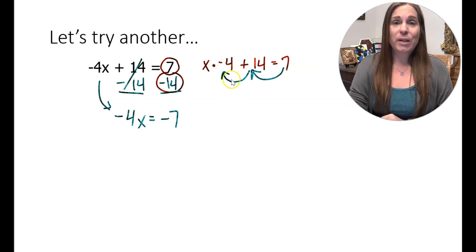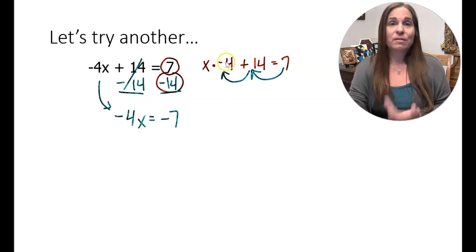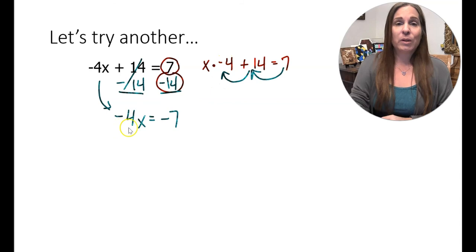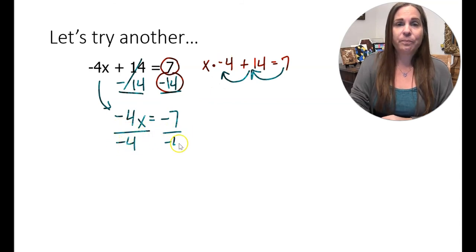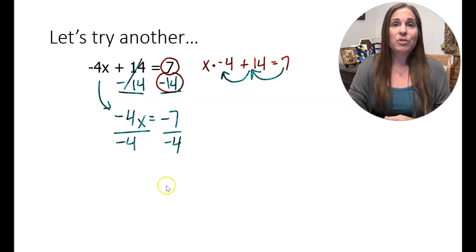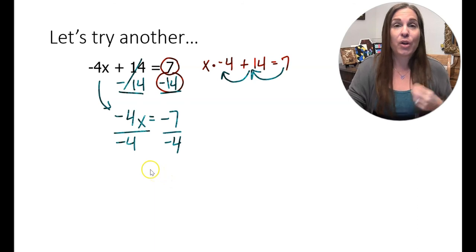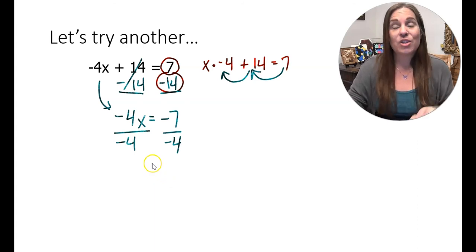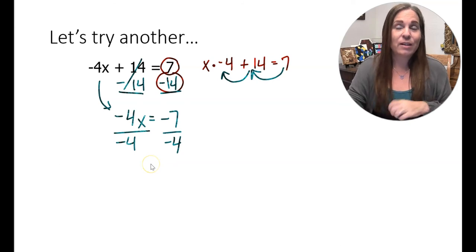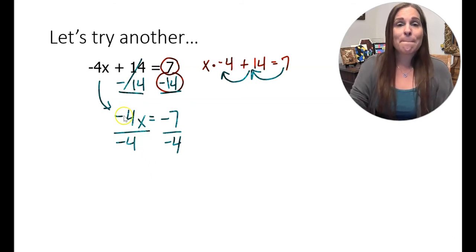So undoing multiplying means I have to use division. So I'm going to divide by -4. Notice that I'm always using the inverse operation, right? That's the operation that will undo. Division undoes multiplication. Addition undoes subtraction, right? If I add something and then I take it away, it undoes the addition, right?